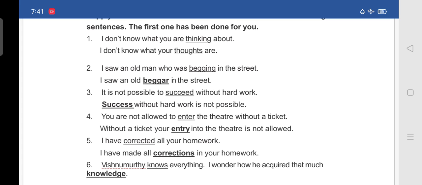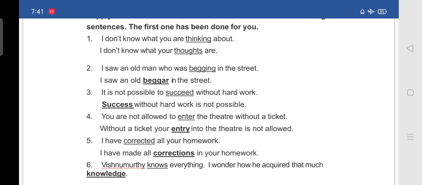Second, I saw an old man who was begging in the street. So, what will you be writing? I saw an old beggar in the street. In place of begging, you are writing beggar. Third, it is not possible to succeed without hard work. So here the underlined word is succeed. So what will you be writing? Success without hard work is not possible. So we are writing success in place of succeed.